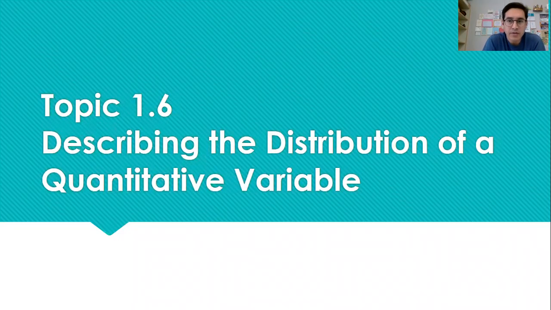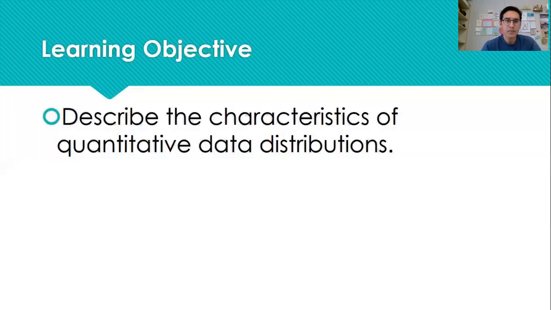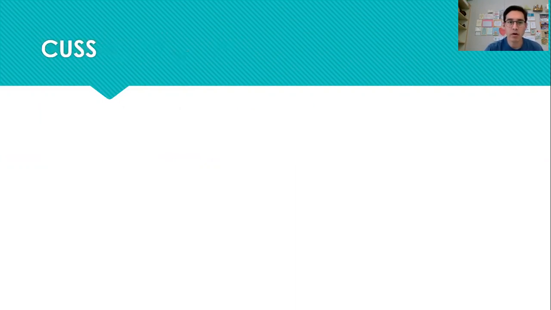All right, hello. This video is on topic 1.6, describing the distribution of a quantitative variable. The objective is to describe the characteristics of quantitative data distributions. There are 4 different characteristics that we have to discuss or address with quantitative data, and you can remember them with the acronym CUSS.